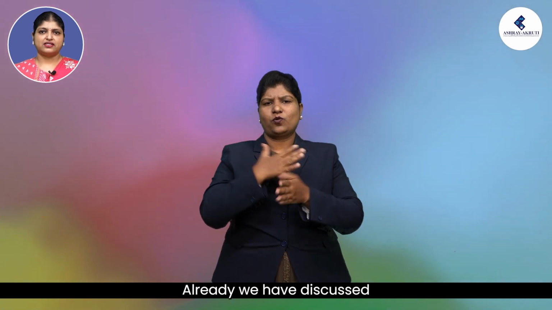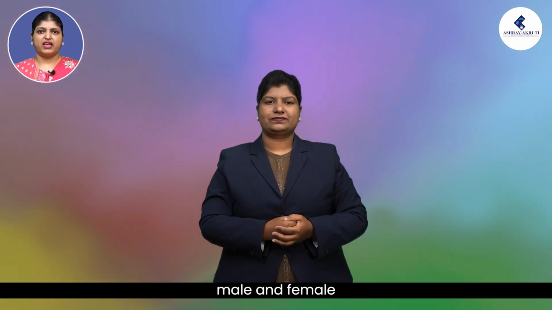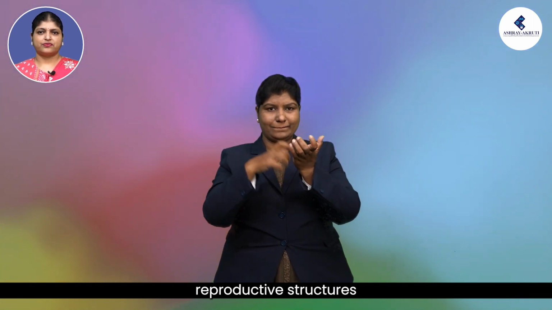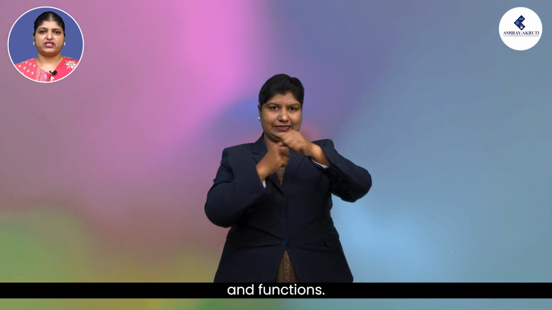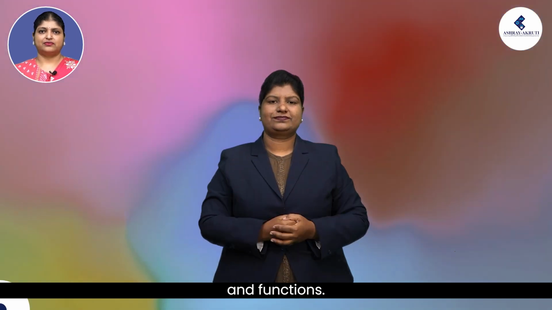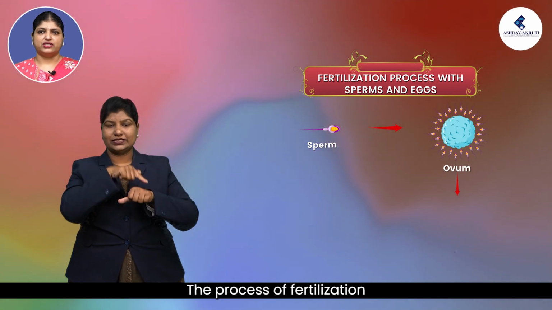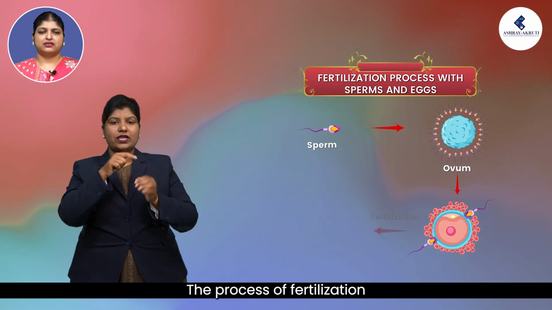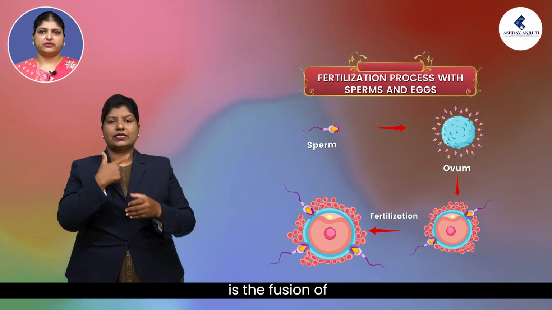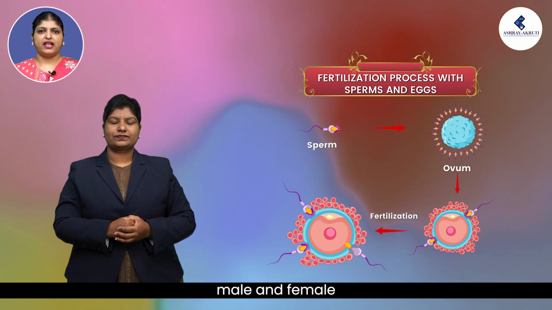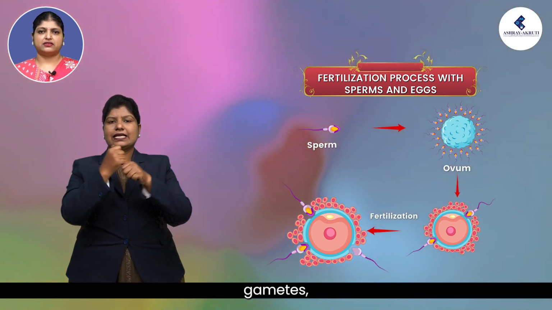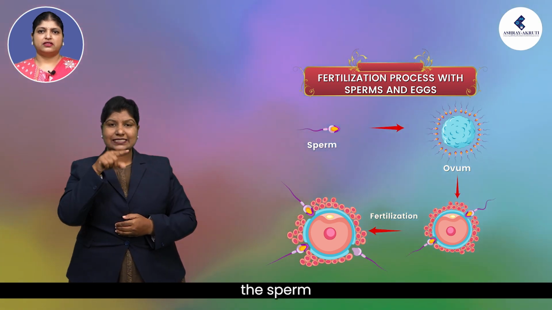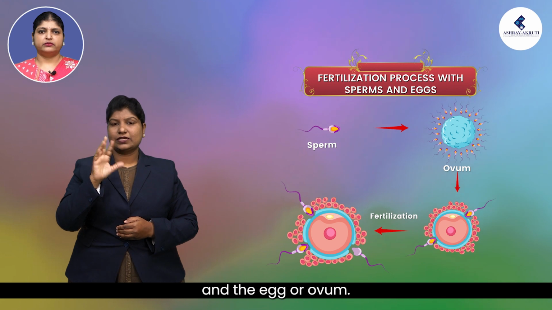Already we have discussed male and female reproductive structures and functions. The process of fertilization is the fusion of male and female gametes, the sperm and the egg or ovum.